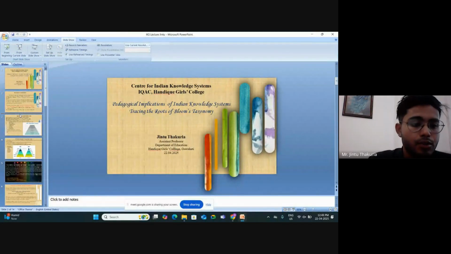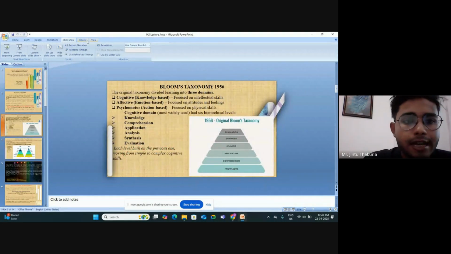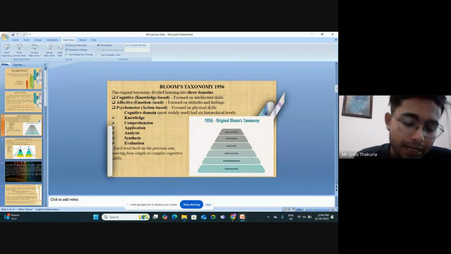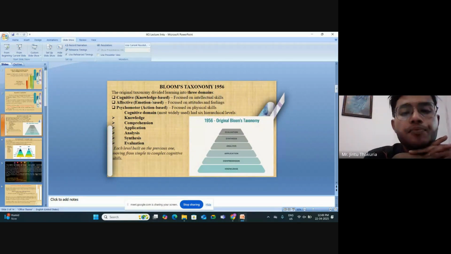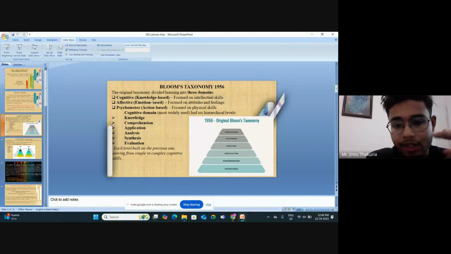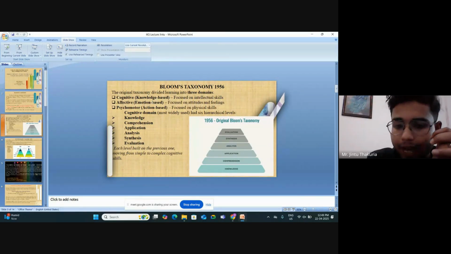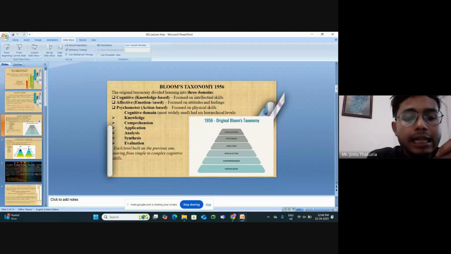Okay, so now coming to the original version of Bloom's taxonomy. The original taxonomy divided learning into three domains: cognitive, affective, psychomotor. But today we'll be delving into the cognitive domain only, which is focused on intellectual skill. And Bloom had provided six hierarchical levels of the cognitive domain: knowledge, comprehension, application, analysis, synthesis, and evaluation.